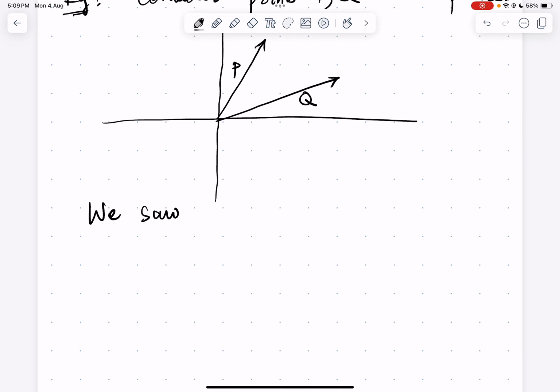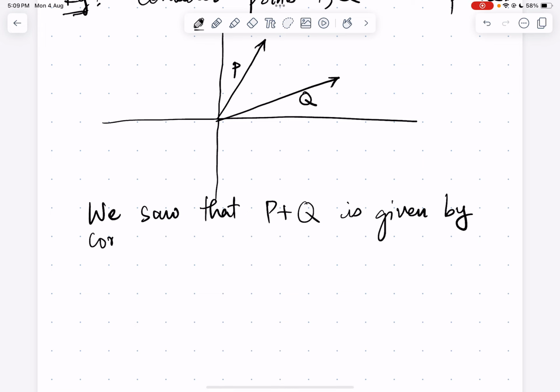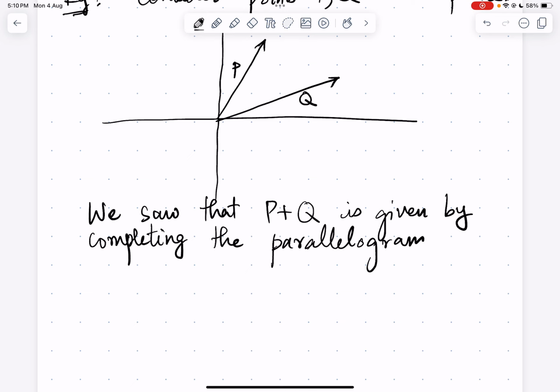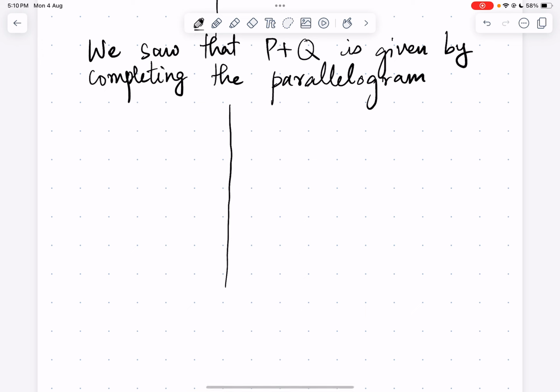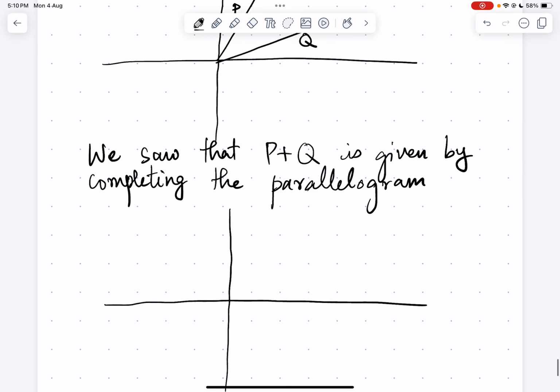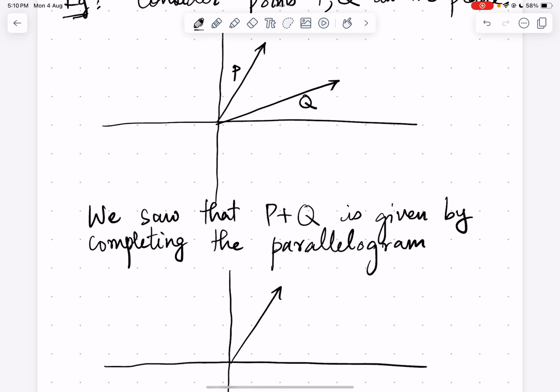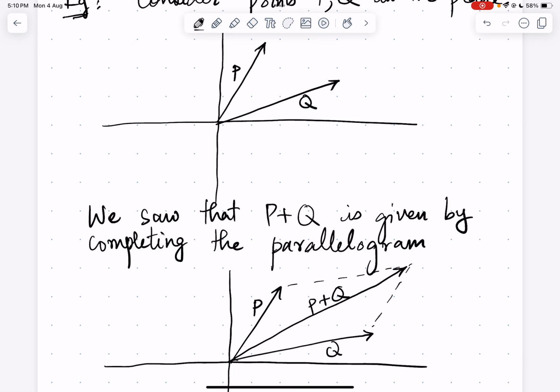Okay, so consider points P and Q in the plane. We saw that P plus Q is given by completing the parallelogram. So to find P plus Q, we just complete the parallelogram. So this is P, this is Q, and we saw that the point P plus Q is given by completing the parallelogram. So this point is P plus Q.